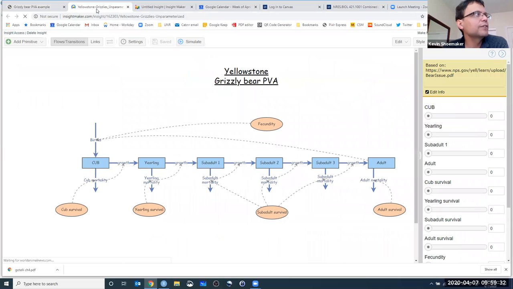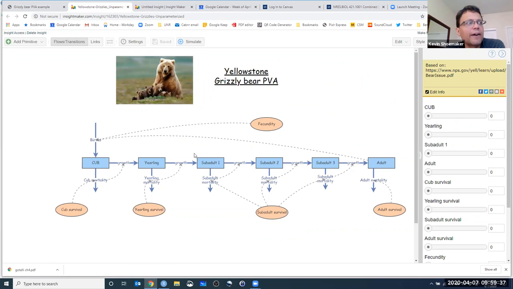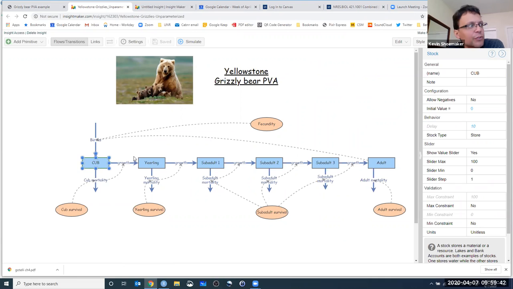This is what the grizzly bear PVA looks like. Now, instead of just a single stock representing the whole population, we have several stocks representing different segments of the population that may have different vital rates and different contributions to the next year in terms of their ability to reproduce. So we have cubs, the newborn first year of life stage. We have yearling, which represents the second year of life for the grizzly bears. We have subadult 1, subadult 2, subadult 3, which represents the third, fourth, and fifth year of life. And then after that, they are considered adults and they're reproductive, so they can breed at that point.